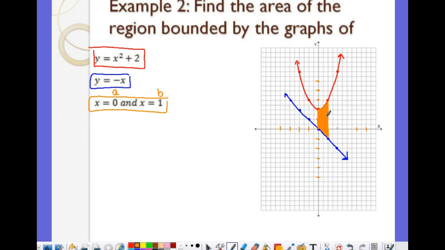So what that means is we're finding the integral from 0 to 1, where it's the top curve. In this case, the top curve is in red, so it's x squared plus 2 minus the bottom curve, which is negative x. So you'll see me bracket these problems in, because truly you need to bracket this, stating that you're integrating this as all one function from 0 to 1.